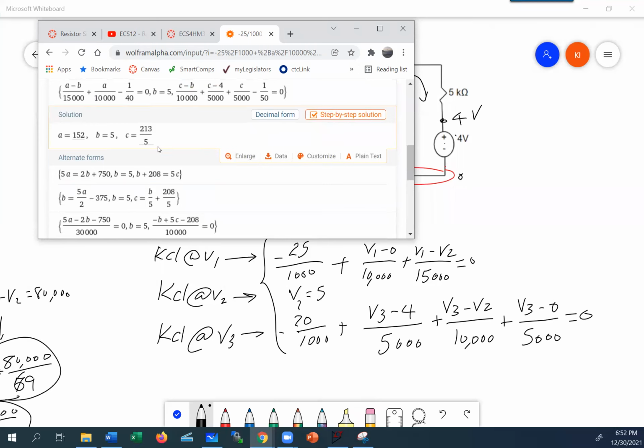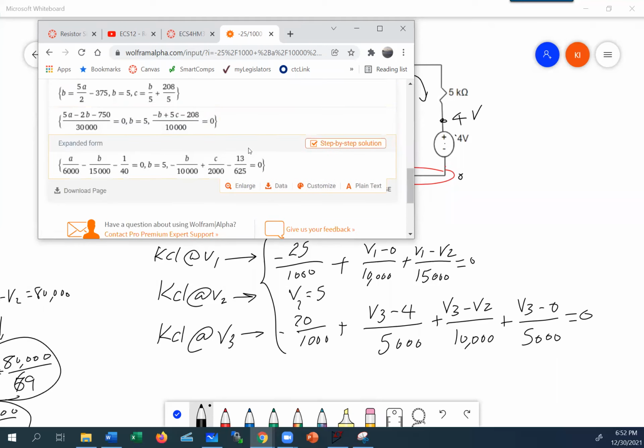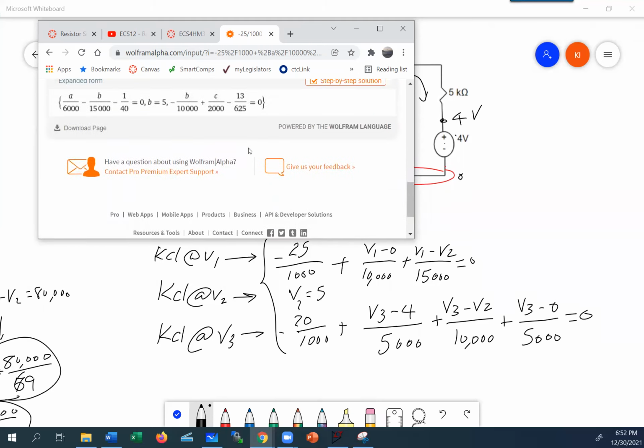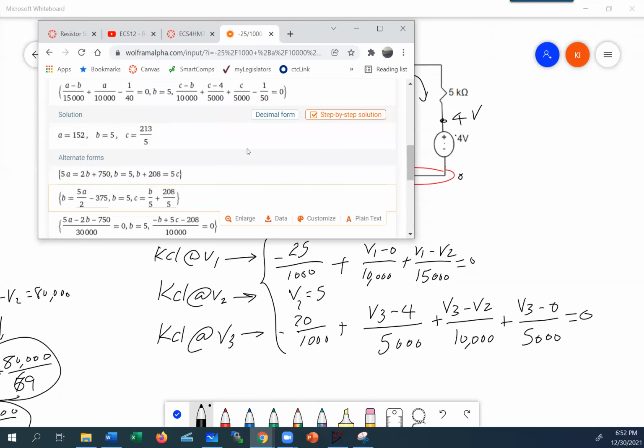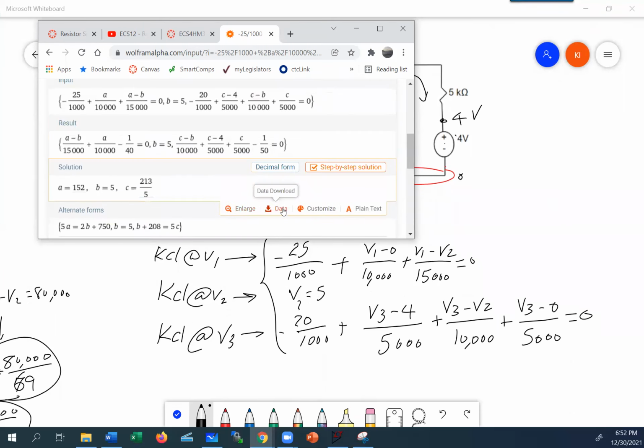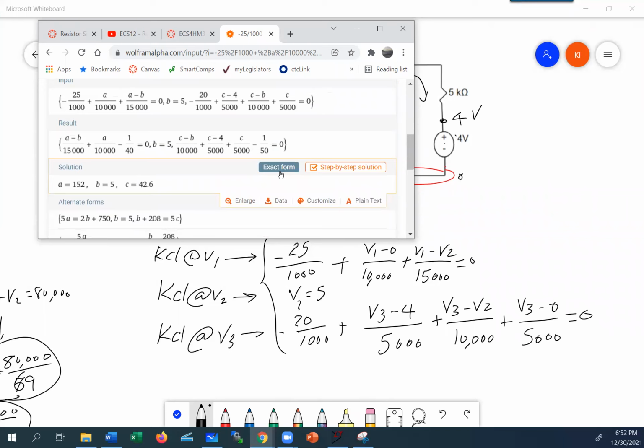It solved it and gave me all the answers, and usually likes to give it to you in a fraction, especially if the numbers do not end up being clean, rational numbers, since they go on forever in fraction form. But I think you can ask it to give you the numbers in decimal form. Let's see. Oh yeah, decimal form. I kind of like the numbers in decimal form.